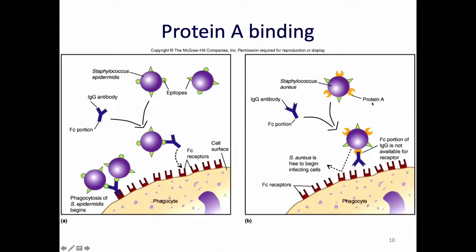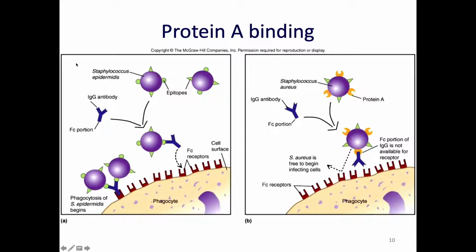Okay, so you see protein A looks like yellow appendages here, and it can bind to the Fc portion of immunoglobulin. If it binds here, it means that it cannot bind to the Fc receptors of the phagocyte, and the phagocyte cannot engulf Staphylococcus and cannot digest it. So immunity is not working in this case.